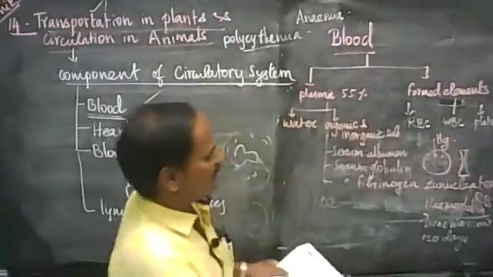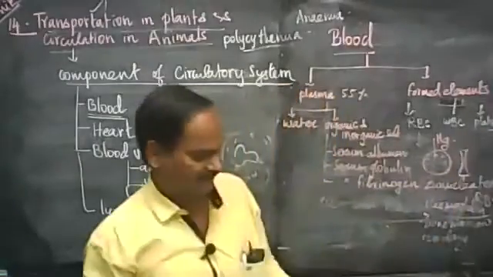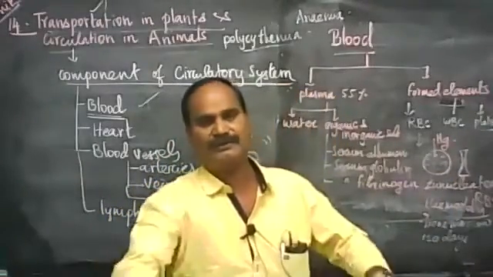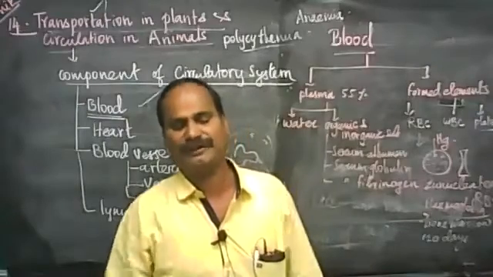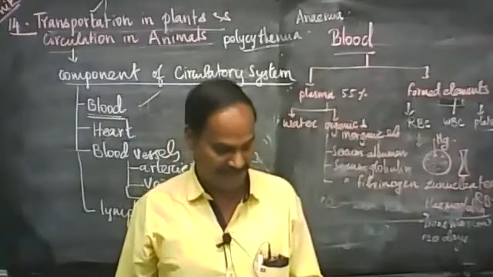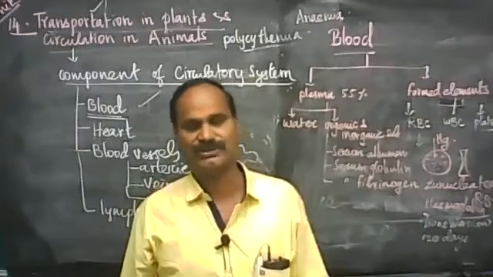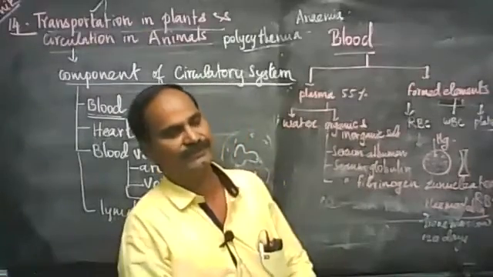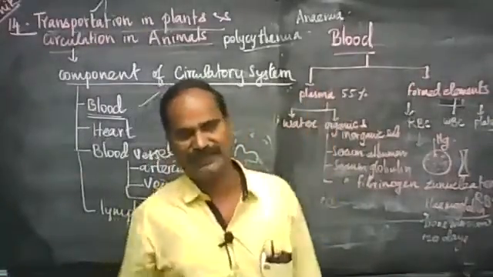Then the last one is platelets, thrombocytes. The thrombocytes take part in coagulation, the blood clotting process. Their number ranges from 2,50,000 to 4 lakhs. So with that, we have completed the composition of blood.